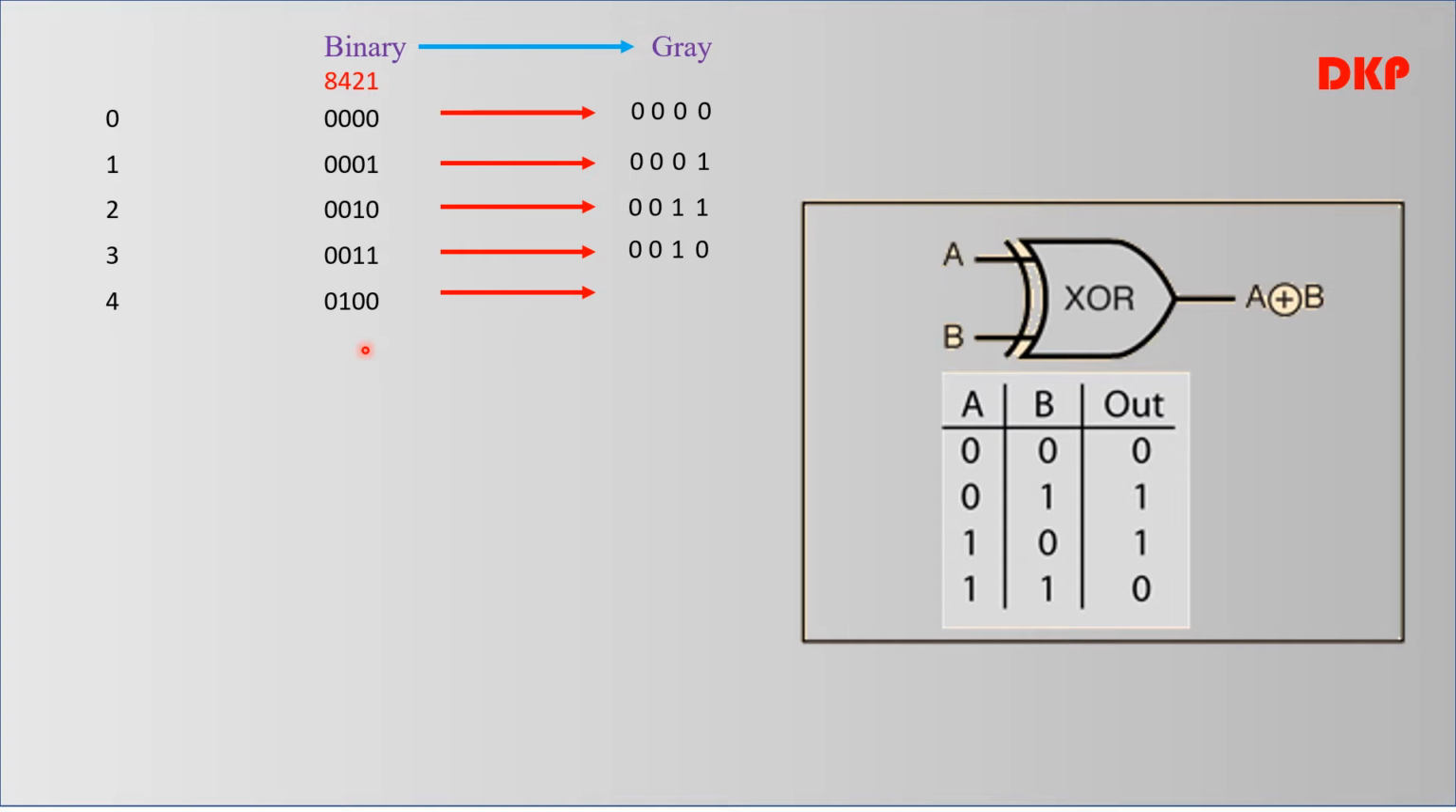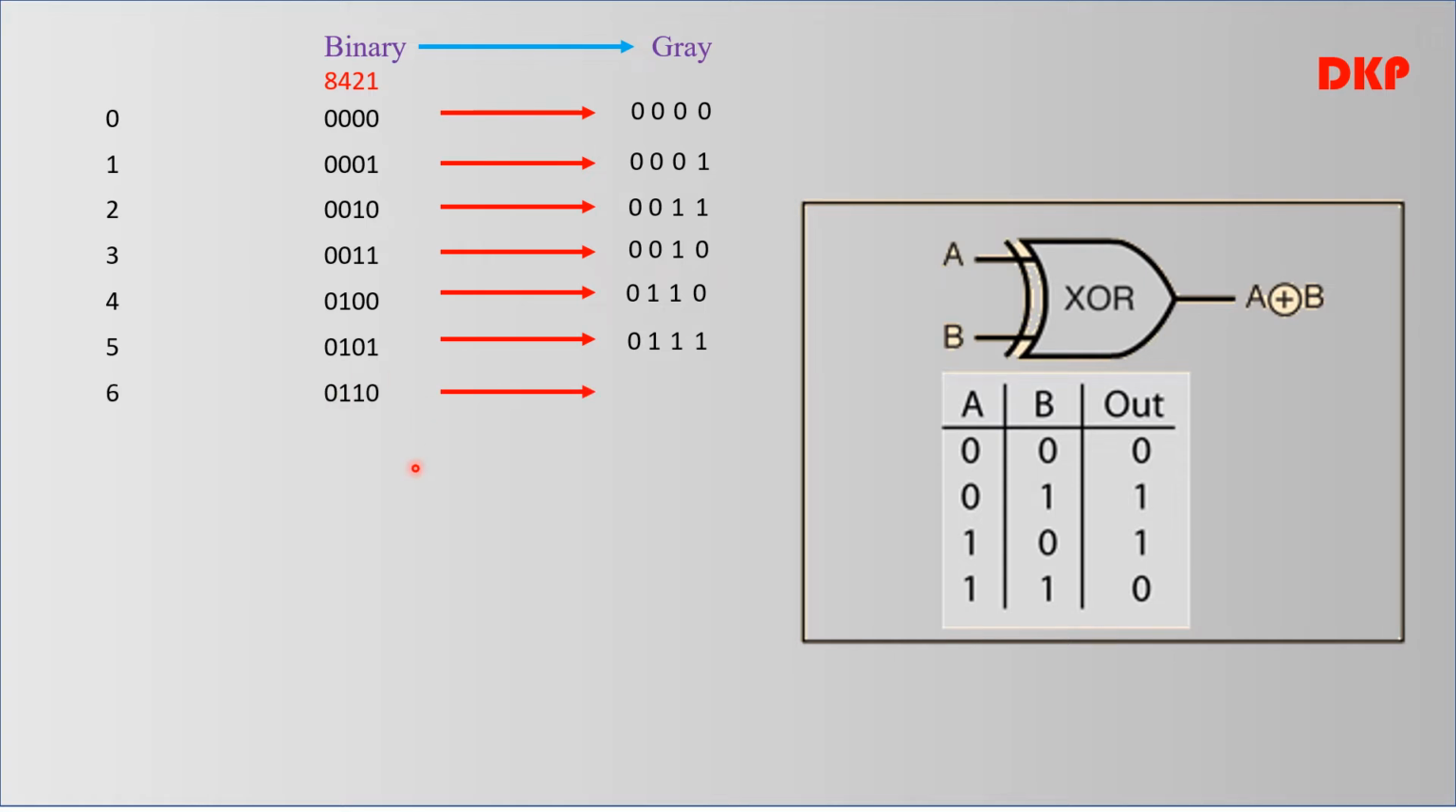Now let us check for 4. The first bit is written as it is. 0 XOR 1 is 1, 1 XOR 0 is 1, 0 XOR 0 is 0. Now for 5, the first bit is written as it is. 0 XOR 1 is 1, 1 XOR 0 is 1, 0 XOR 1 is 1.